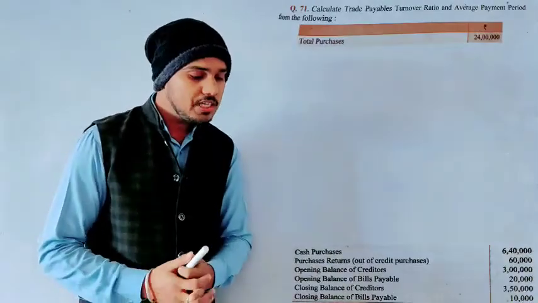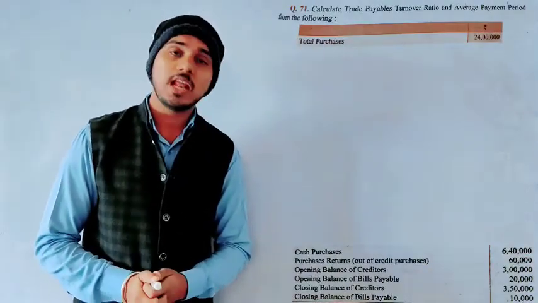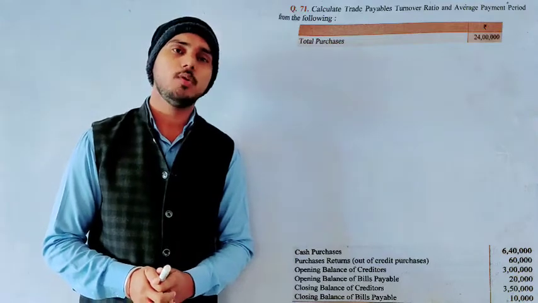Till now we have seen the questions related to the first two, that is inventory turnover ratio and trade receivable turnover ratio. In today's class we will see the questions related to the remaining two ratios of activity ratio, which is trade payable turnover ratio and working capital turnover ratio. Okay, so let's start from trade payable turnover ratio, and the question we are going to see is question number 72. If you see the question on the board, it is written: calculate trade payable turnover ratio and average payment period from the following.